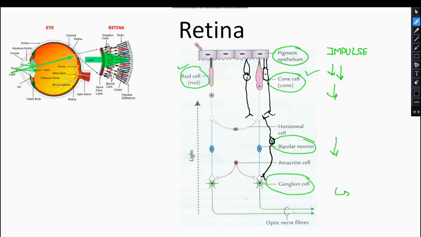So now it is clear that this part is the outer aspect and this part is the inner. The retina is arranged in the form of layers. There are two layers: one is the neural layer, another is the pigment epithelium. Clear? In the neural layer, the outer layer is the rods and cones, the middle one is the bipolar neuron, and the innermost are the ganglion cells.